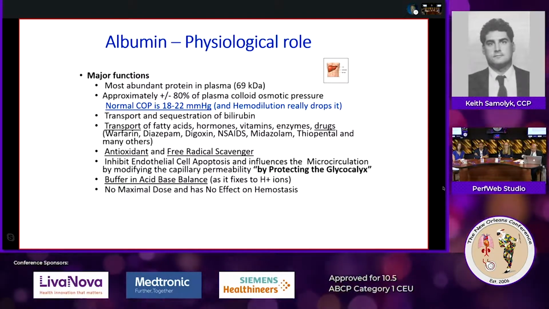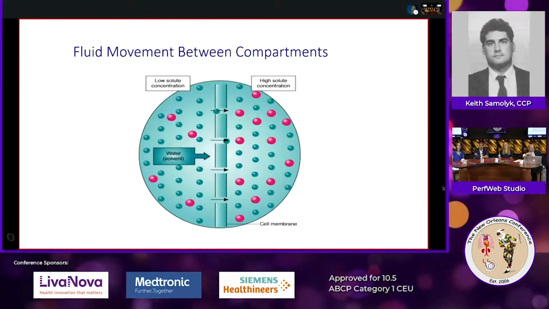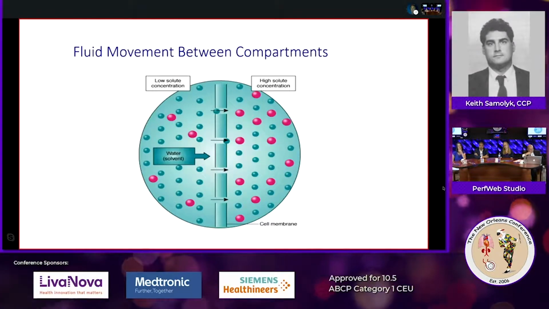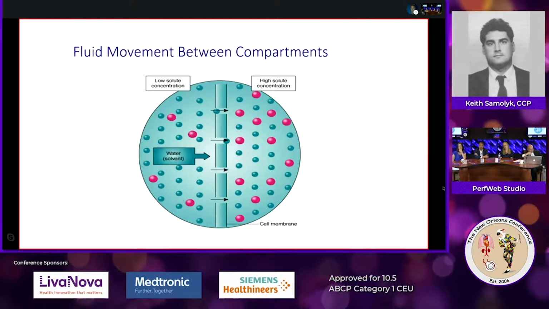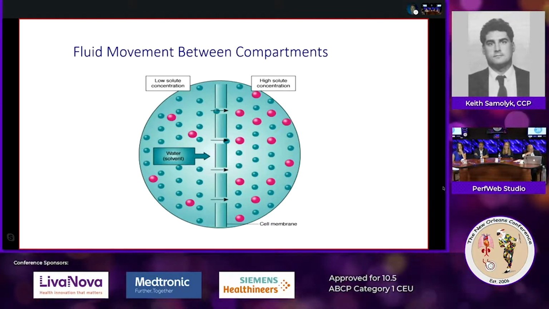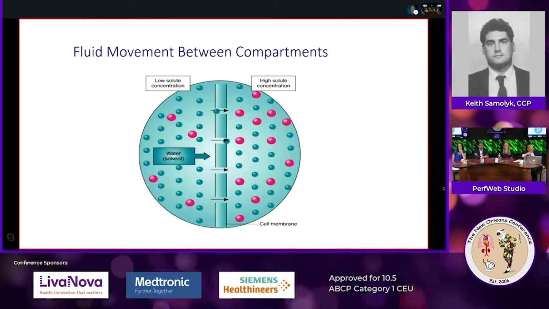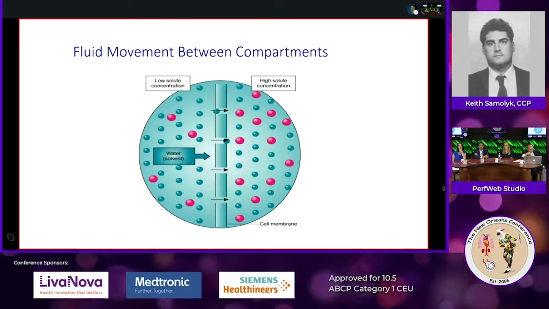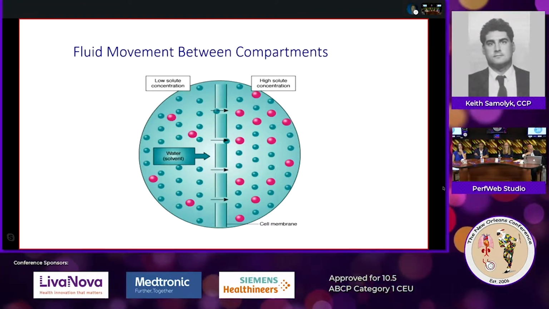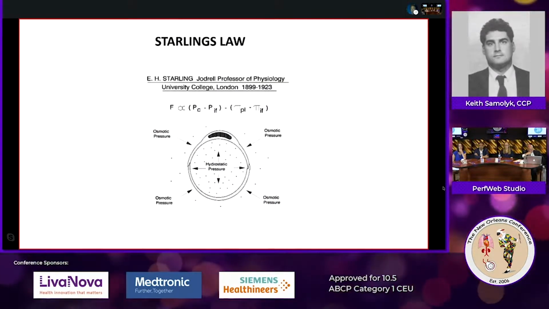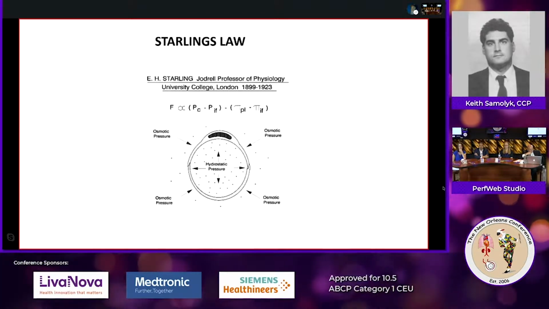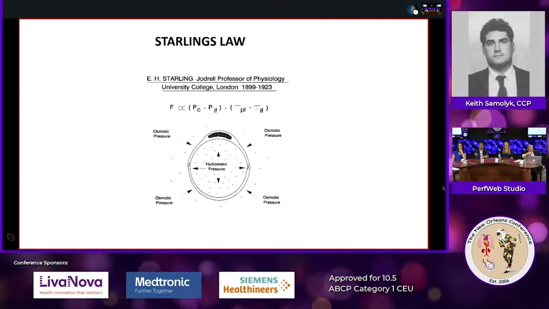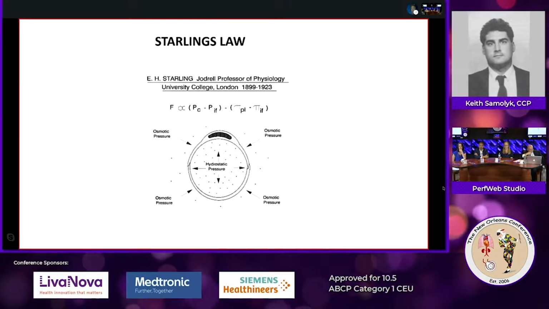No, it doesn't. So again, fluid movement between compartments, as you might have seen a little earlier. It always wants to find its equal level. So if you have a high concentration of water and a low concentration of water, the water wants to equal itself out across a semi-permeable membrane. And that's Starling's law as well. You have the osmotic pressure and the oncotic pressure that are fighting against the hydrostatic pressure.